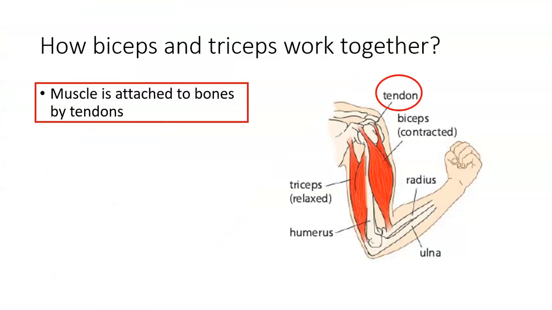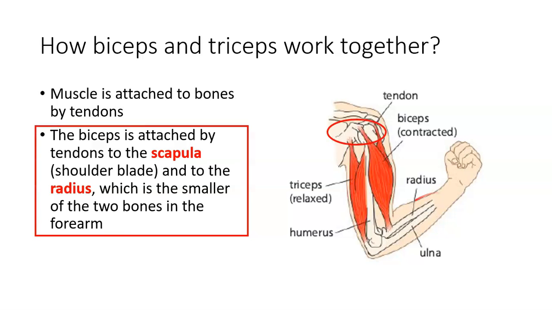So let's see the function as I explained in the form of a PowerPoint file. Tendons: muscle is attached to bones by tendon. So tendon is the reason that muscle can attach to the bone. The next one we are going to explain, the biceps is attached by tendon. The biceps is attached by tendon to a scapula. This is a scapula, and to the radius.